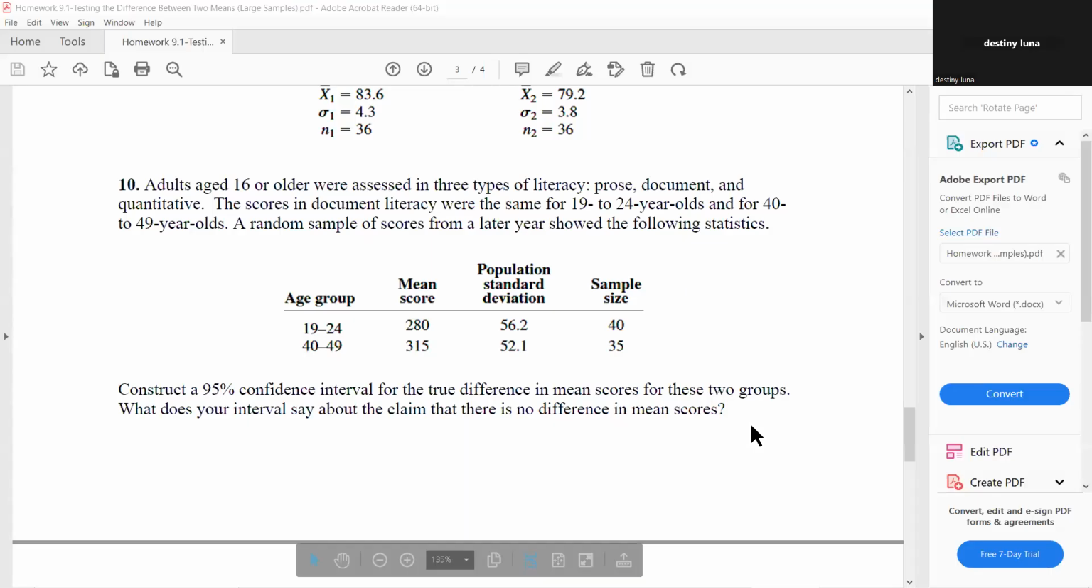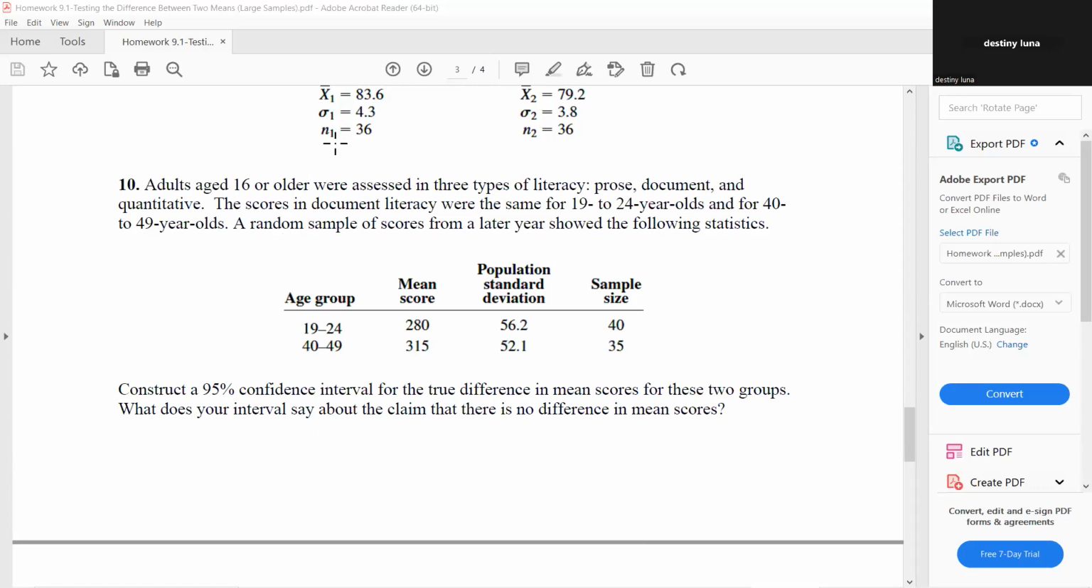Well, thanks. Okay. So somebody asked about number 10. So let me show you that. This is a confidence interval, okay? So it says adults aged 16 or older were assessed in 3 types of literacy: prose, document, and quantitative. The scores in document literacy were the same for 19 to 24-year-olds and 40 to 49-year-olds. A random sample of scores from a later year showed the following statistics.